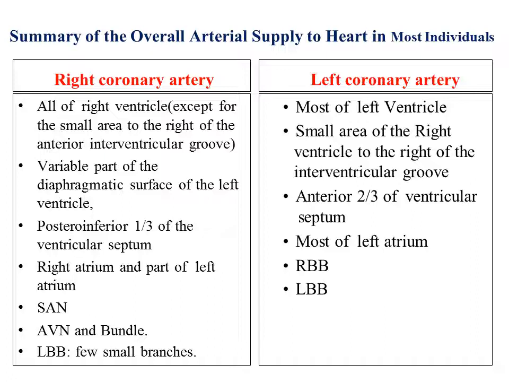For the branches of the left coronary artery: most of the left ventricle, the pump, the main pump machine of the heart, is supplied by the left coronary artery, and also a small area of the right ventricle to the right of the interventricular septum, the anterior two-thirds of the ventricular septum, the main bulk of the heart muscle really, and most of the left atrium. Then come the right bundle branch and the left bundle branch. Both bundle branches receive blood supply from the right and left coronary arteries, specifically the left bundle branch being very significant for contractility, I mean.